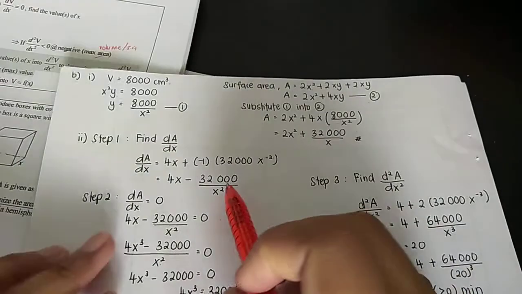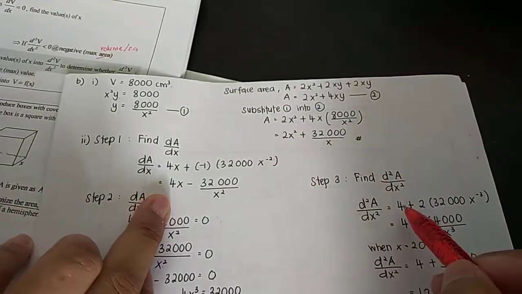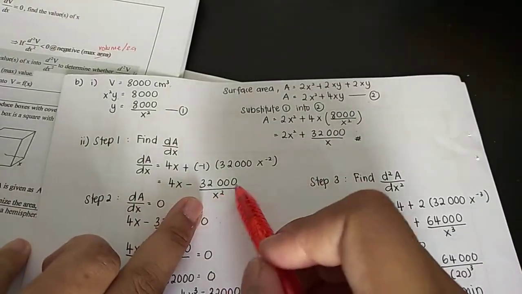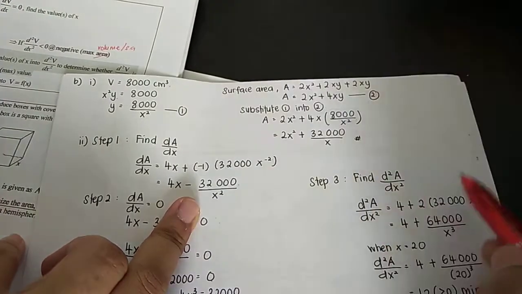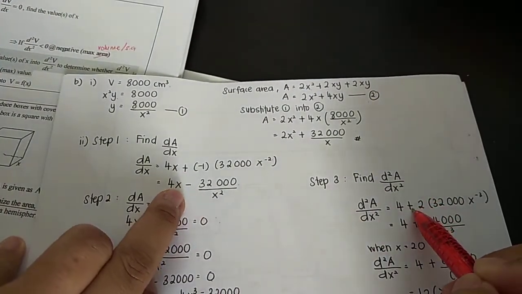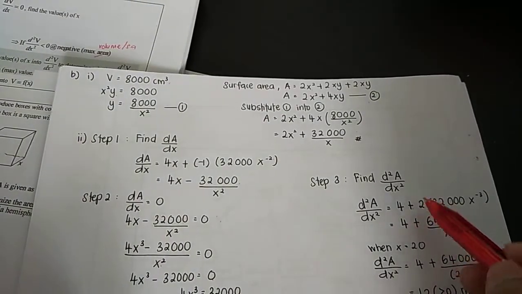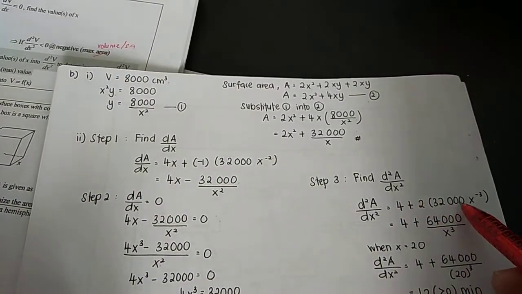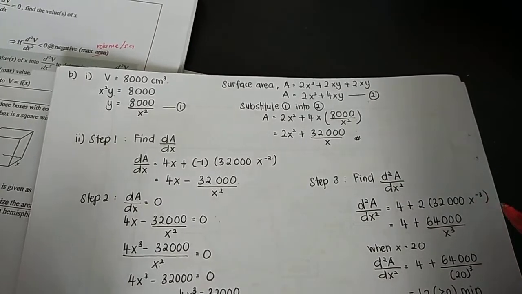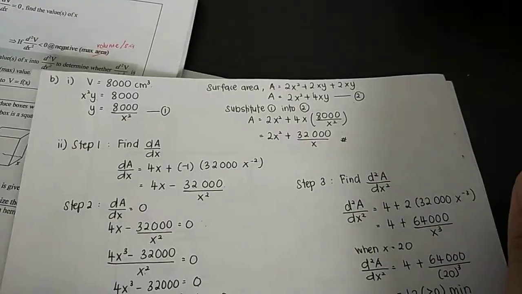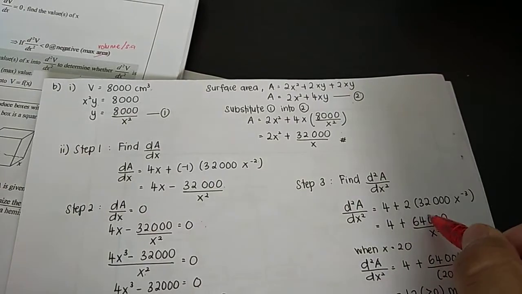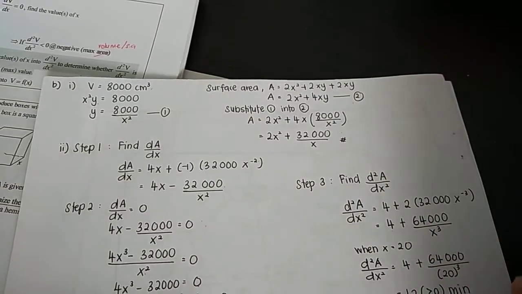So daripada first derivative tadi, 4x differentiate dapat 4. Yang ni bawa naik atas, so dia power of negative 2. So minus minus, that's why dapat plus 2. Okay, tadi sebab negative 2, so 32,000, x jadi minus 1 lagi sekali, jadilah x power of 3. So 4 plus 64,000 over x cube.